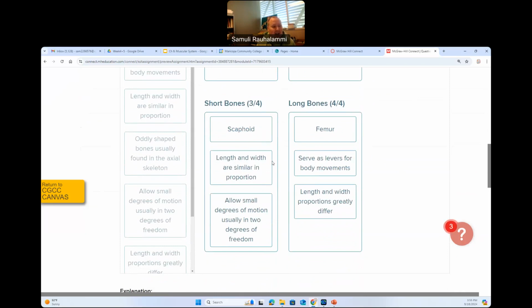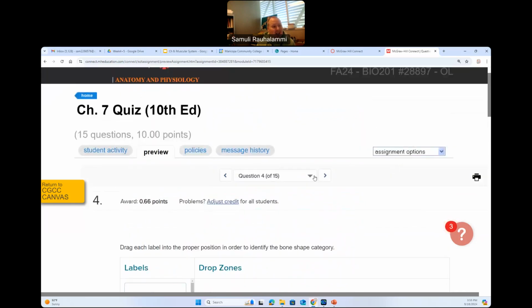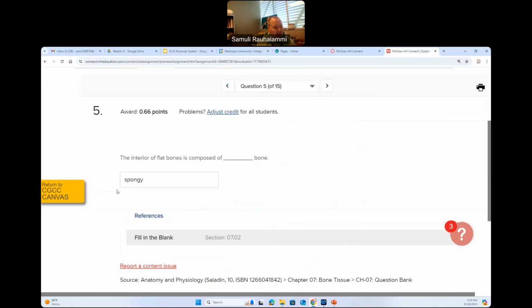In these, the length and width are similar in proportion and they allow small degrees of motion, usually in 2 degrees of freedom. Long bones such as the femur would be a good example mentioned here. They serve as levers for body movements, and the length and width proportions are greatly different. So again, very similar question to what you've done before. I also have some where you will be typing in your answers. So the interior of flat bones is composed of spongy bone, like we just saw.